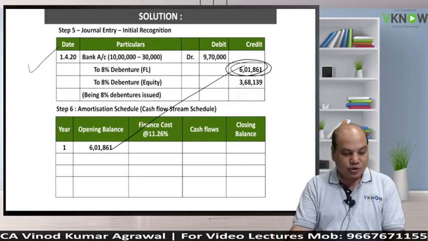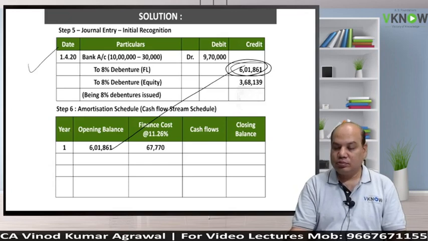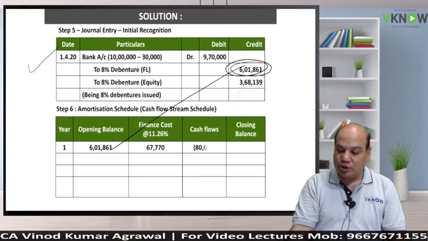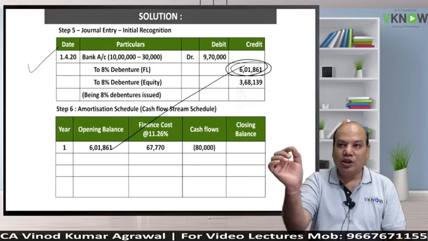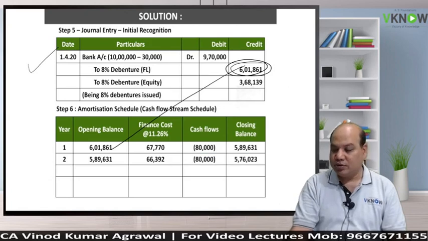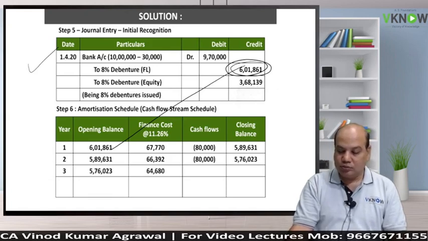Take 11.26%, 67770. Cash flow you will take from your step 1. If you go to step 1, you will find 80,000, 80,000, 6,05,000 and 40,000. Cash flow will come from step 1, 589,631. Take 11.26% on that. 66392, 80,000. Then third year, take the 11.26%, 64680. What about cash flow?